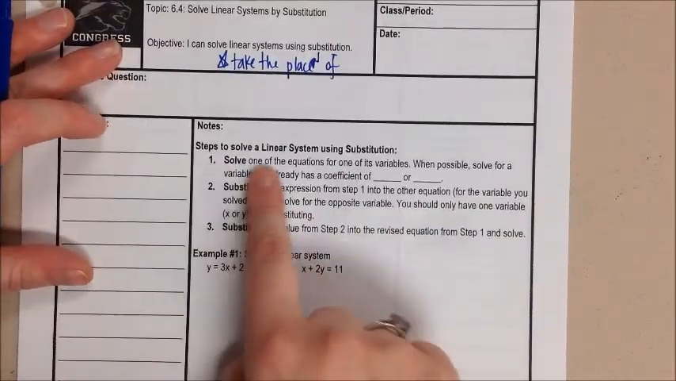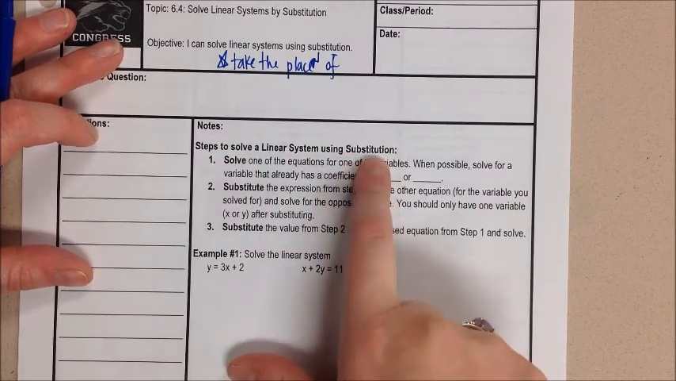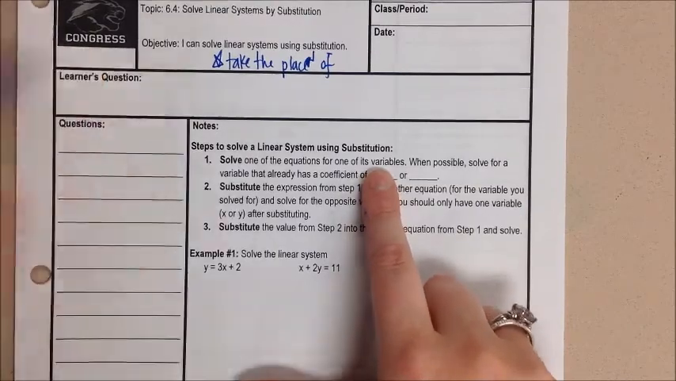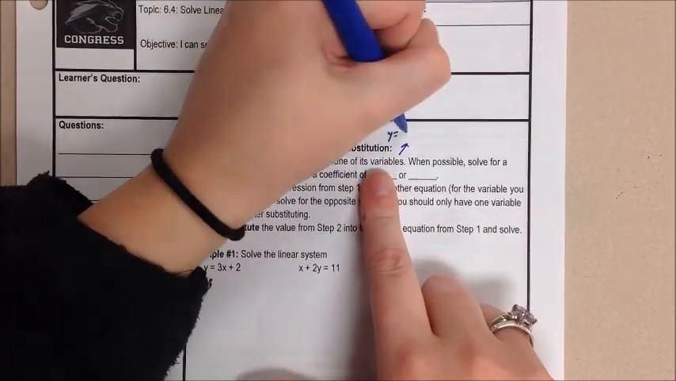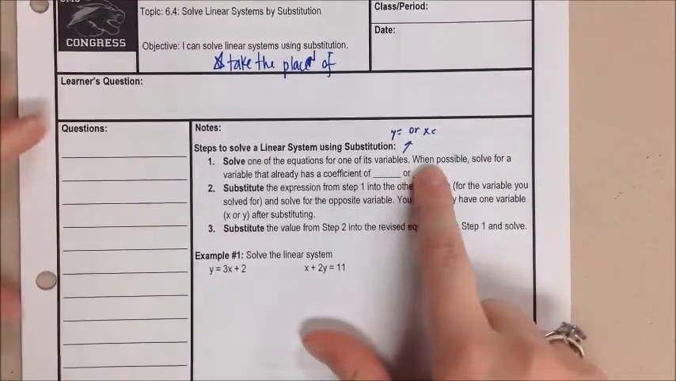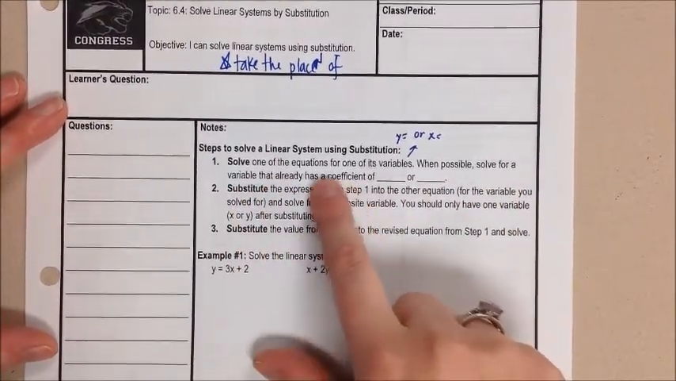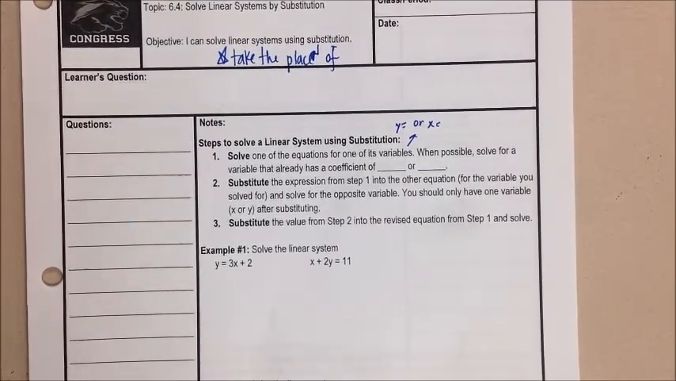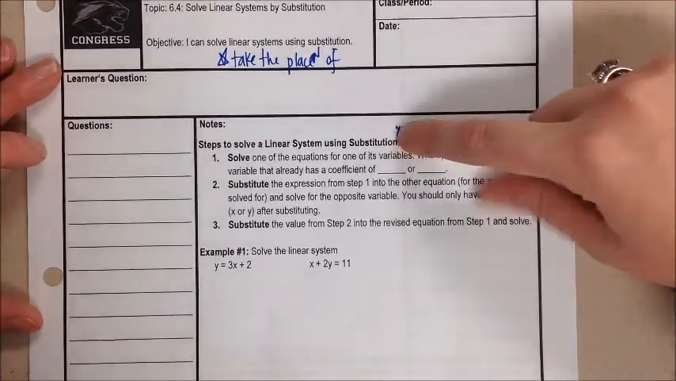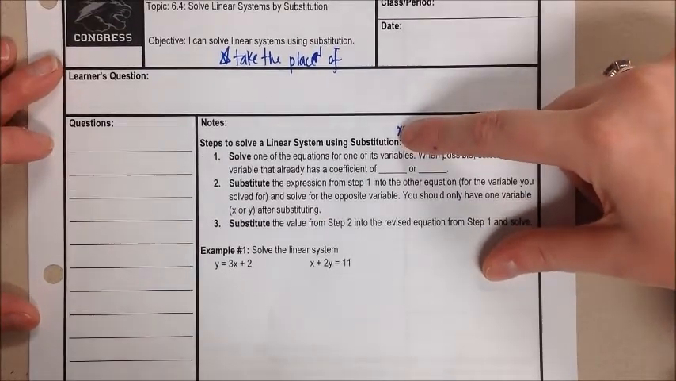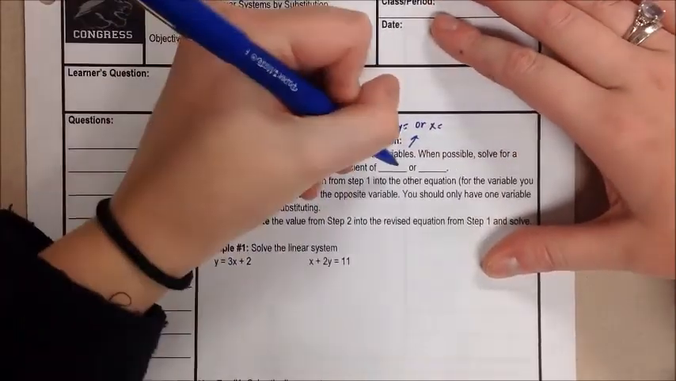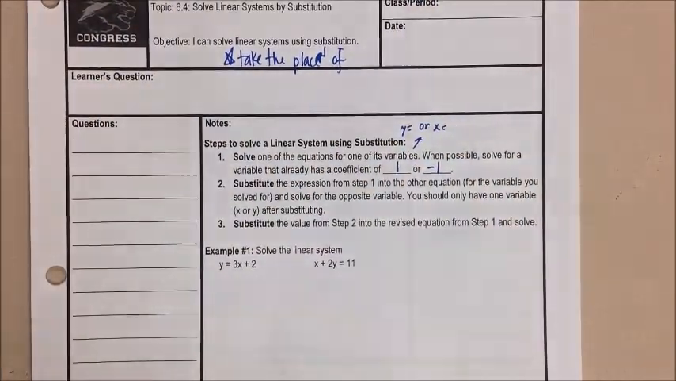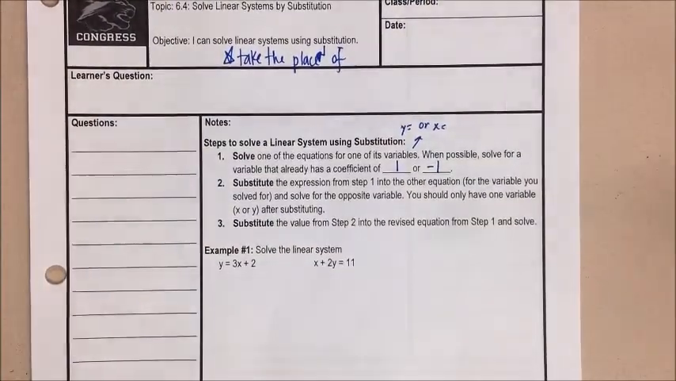Okay, so down here it says the steps to solve a linear system using substitution. We're going to solve one of the equations for one of its variables. So we're either going to get y equals or x equals. When possible, solve for a variable that already has a coefficient of 1 or -1. Well, think what numbers are easiest to work with. We end up wanting it to be by itself. What's that magic number that I don't write in front of it when it's by itself? A 1. And then -1 would also be pretty easy to work with because we would just have to multiply or divide by a -1.